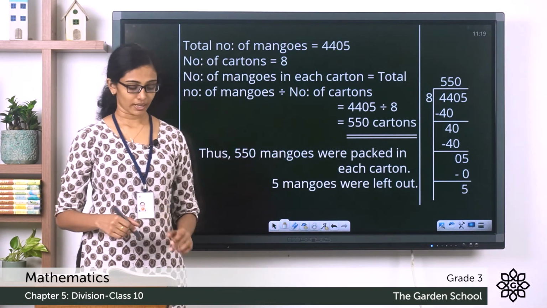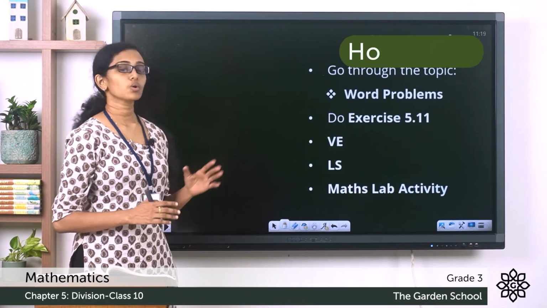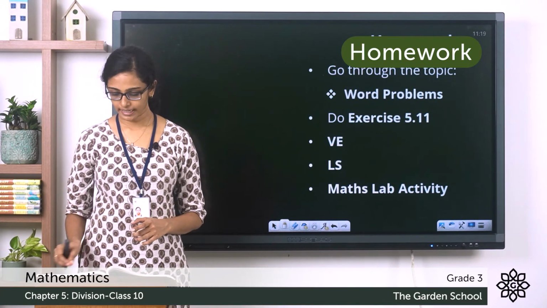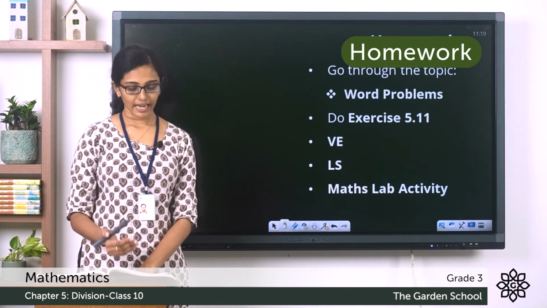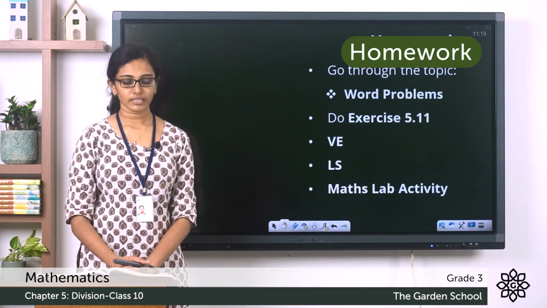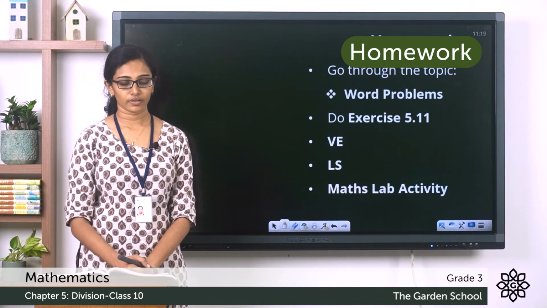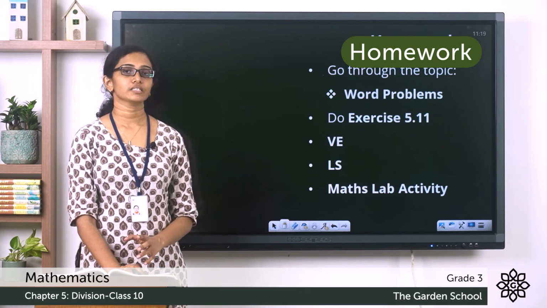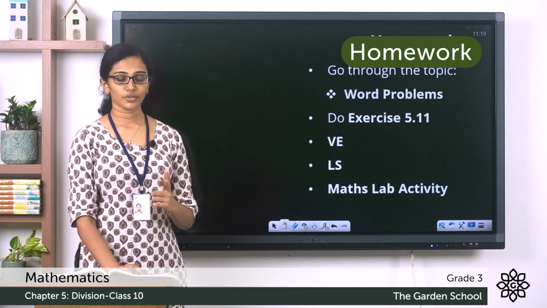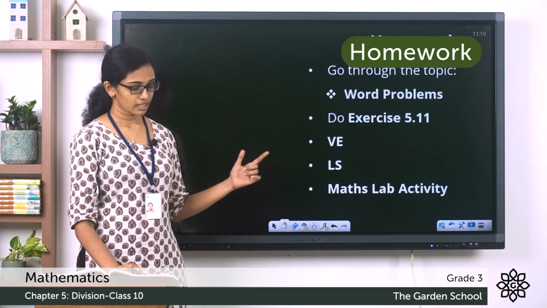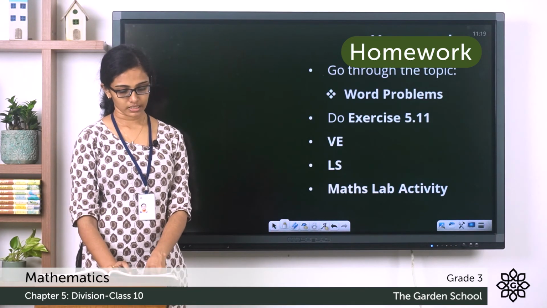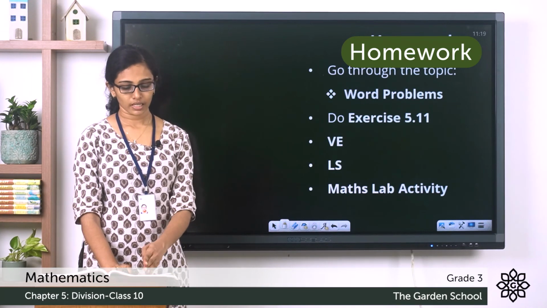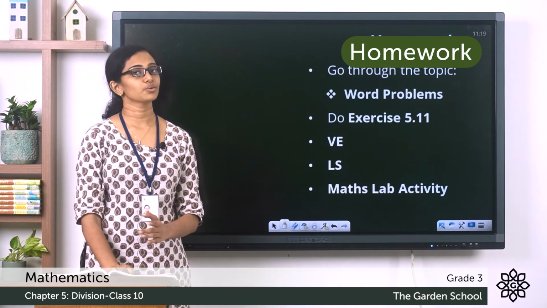Hope you are clear with these questions. Now, we can go through the topic word problems from page number 79 in your textbook. And in page number 80, you can see a few questions given in exercise 5.11. So you have to write down these questions and their answers in your notebook. And below that, you can see the value education question and also the LS question. And there is also one maths lab activity. You can go through these questions as well and do accordingly.